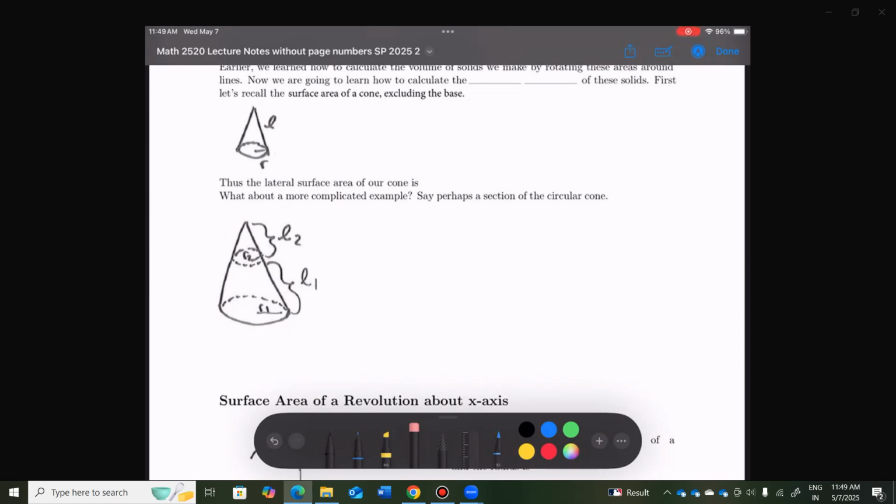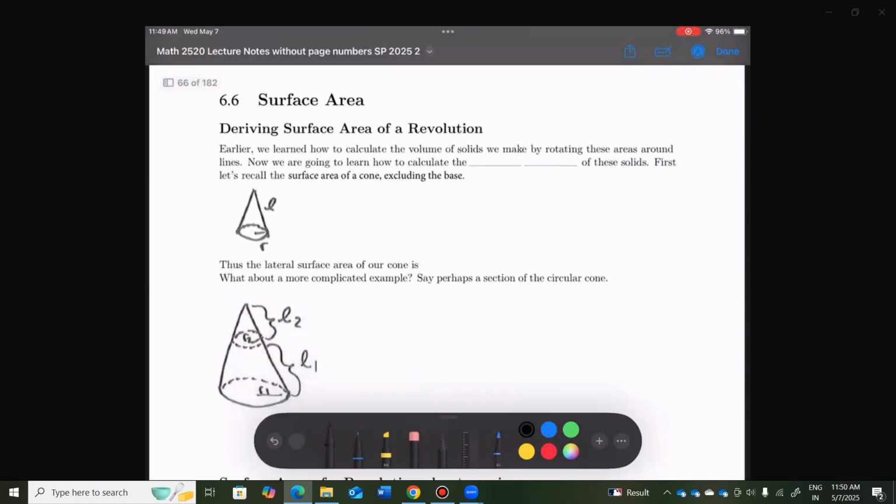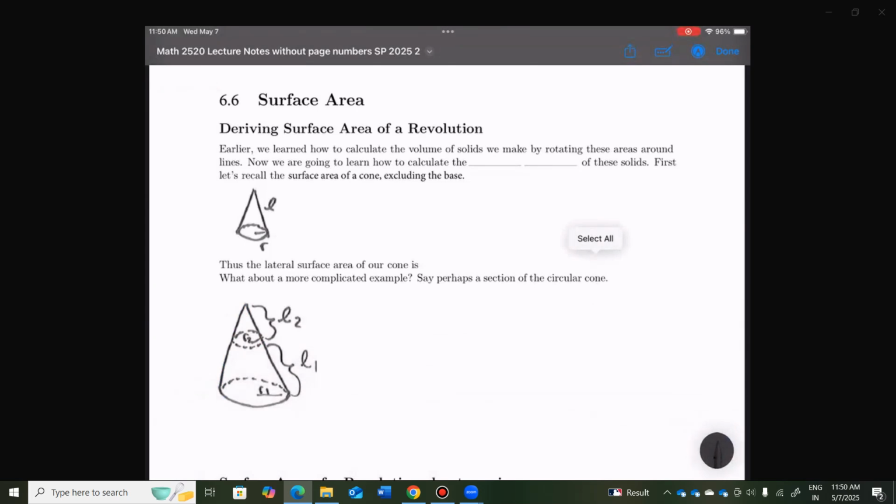Hi, this is Math 2520, and this video is over section 6.6. And we are looking at using integration and calculus to find surface areas of solids. And so that's the main point of this video.